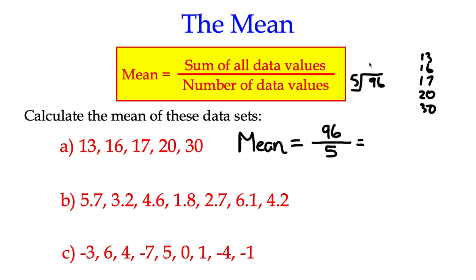5 divides into 9 at 1 time, remainder 4. 5 divides into 46 9 times, remainder 1. Now, because we've got to the units value, we can add a decimal point and put a 1 in there. We've got a 10, so 5 divides into 10 2 times, so the answer is 19.2.